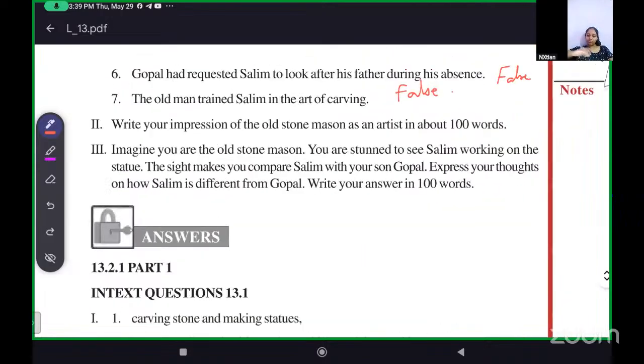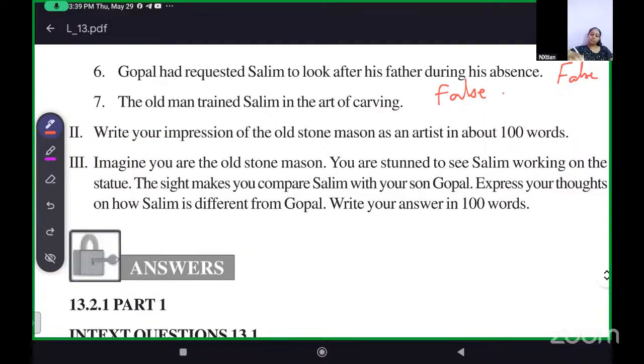Well done. Now, second part is your homework. Write your impression of the old stone maze as an artist in about 100 words. You have to complete this as homework. Okay? Now, the rest of the questions, the rest of the portion, we will discuss it tomorrow. That's all for today. Okay, then. See you tomorrow. Bye. Bye, ma'am.